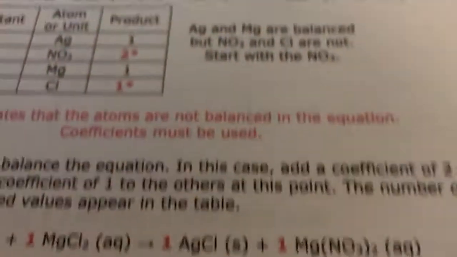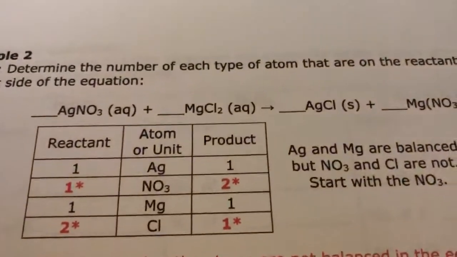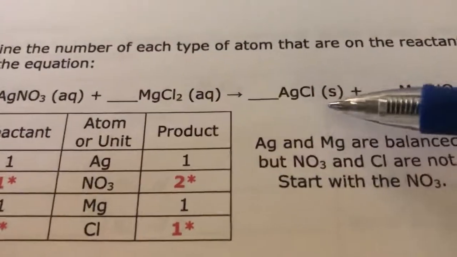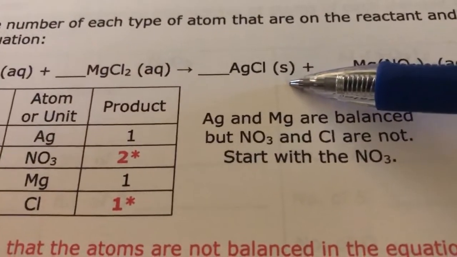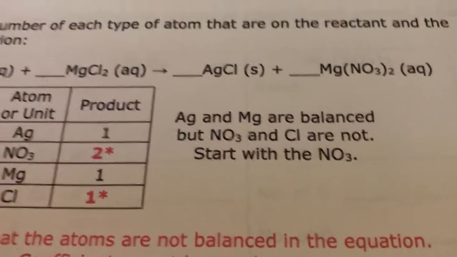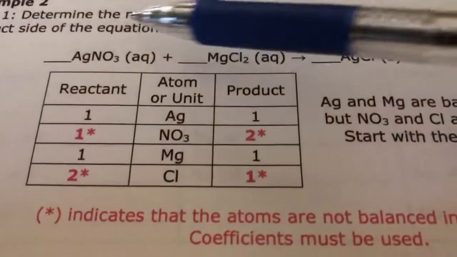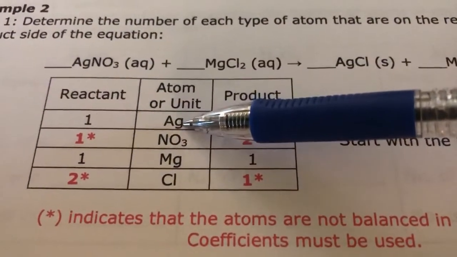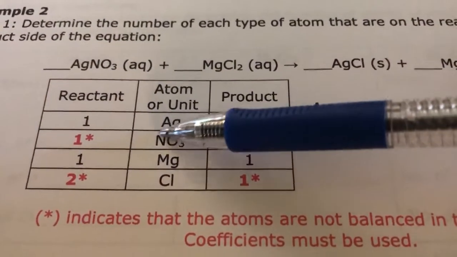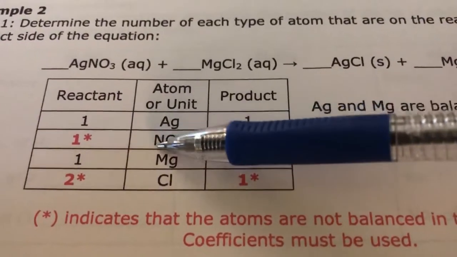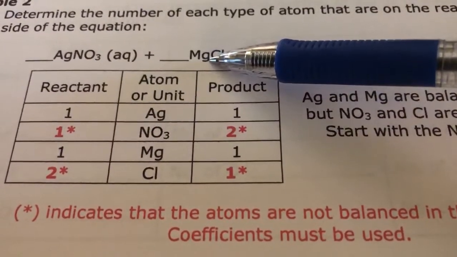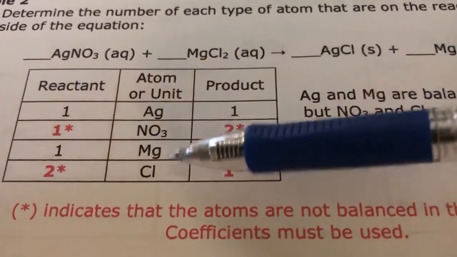Okay. So let's look at another practice problem here. We have aqueous silver nitrate, aqueous magnesium chloride producing a solid unit of silver chloride, and an aqueous unit of magnesium nitrate. So we're going to set up our chart. We're going to see that we have silver, we have Ag, we have NO3. NO3 is nitrate, and it's a polyatomic ion, and one of the tricks said, keep nitrate as one thing. We then have magnesium, we put magnesium in, and we have chlorine.